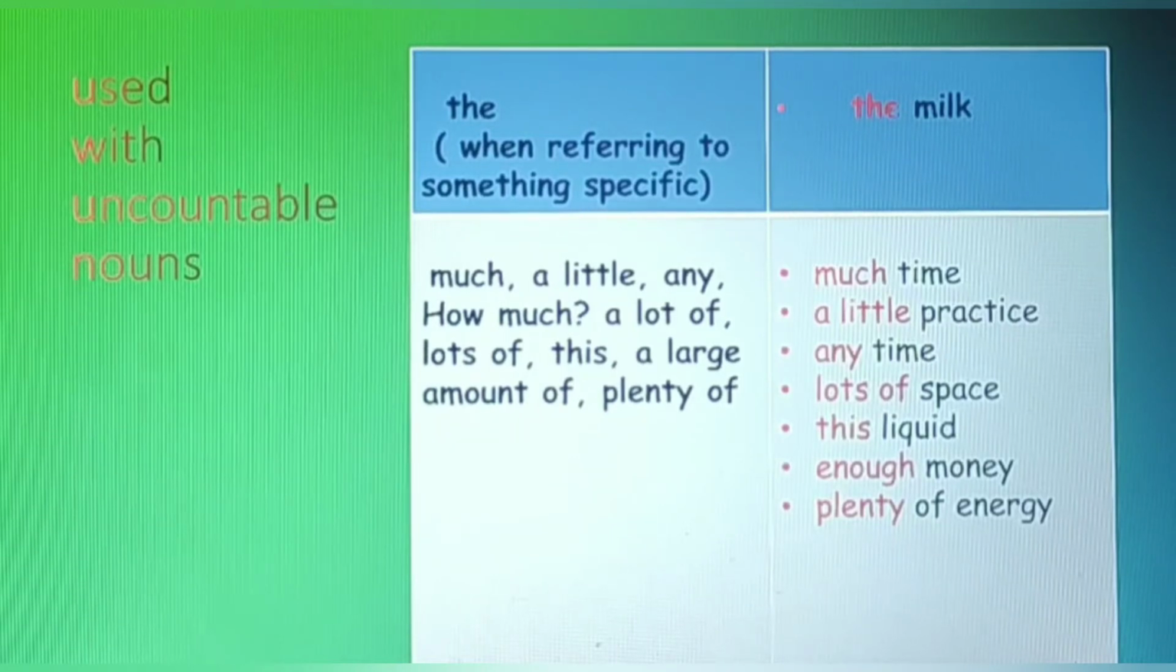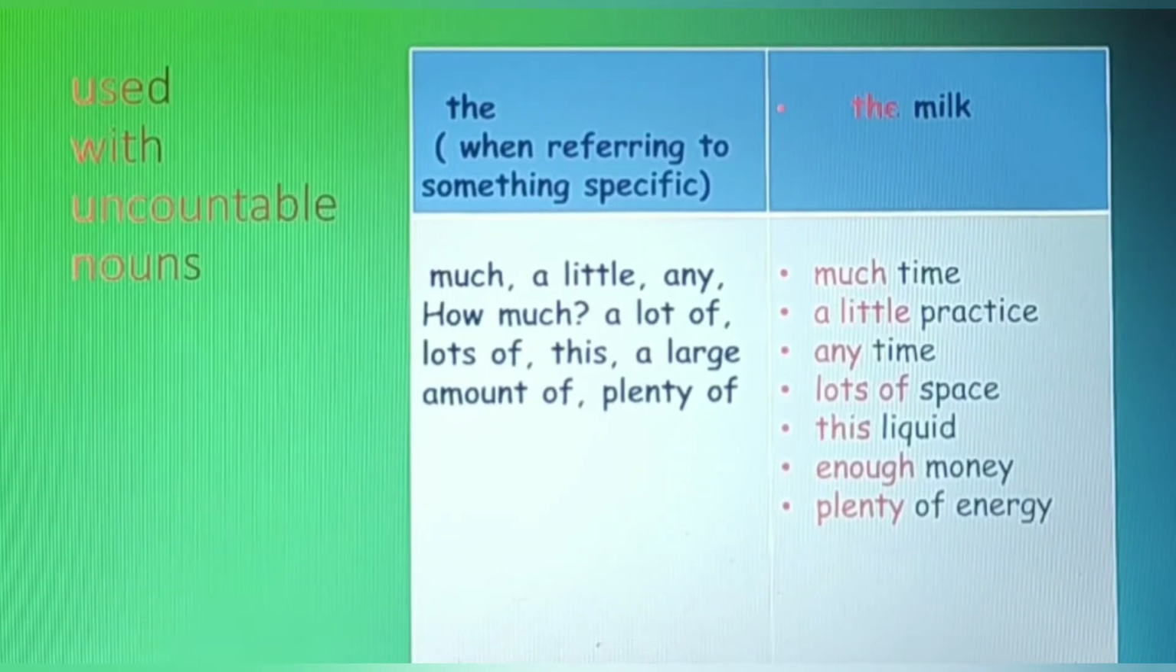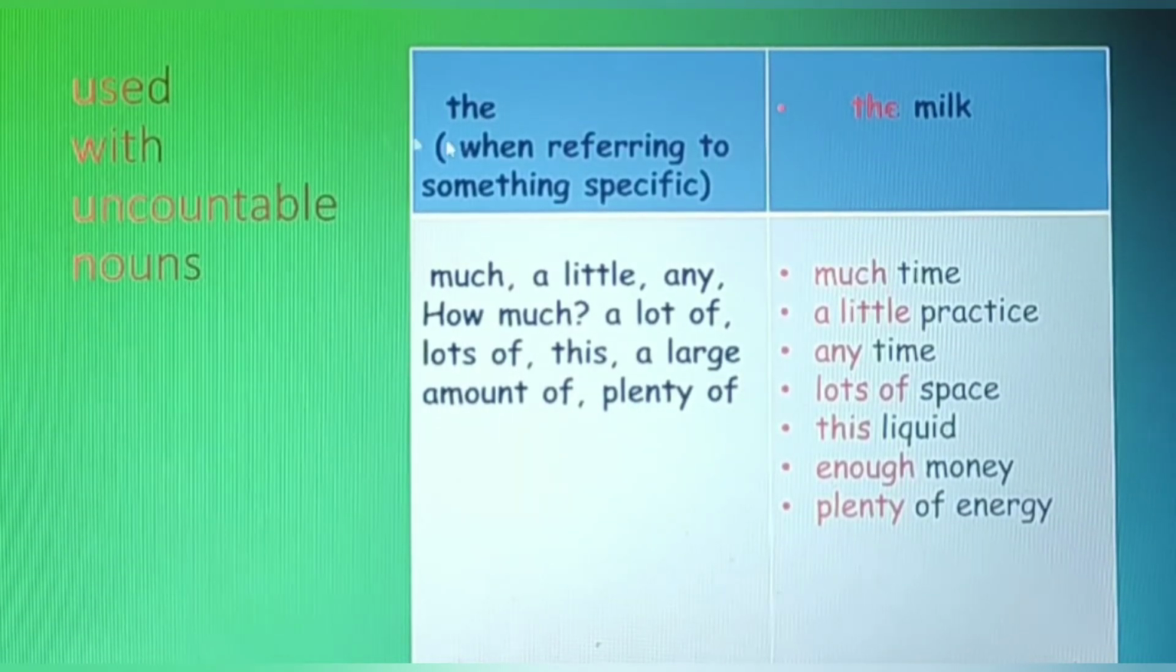So the first one is the. When we are referring to something specific, right? So when we have an uncountable noun, so milk is an uncountable noun, right? We cannot count milk, but we can use the before milk if we are referring to something specific. Okay, give me the glass of milk, for example, or you can say give me the milk.